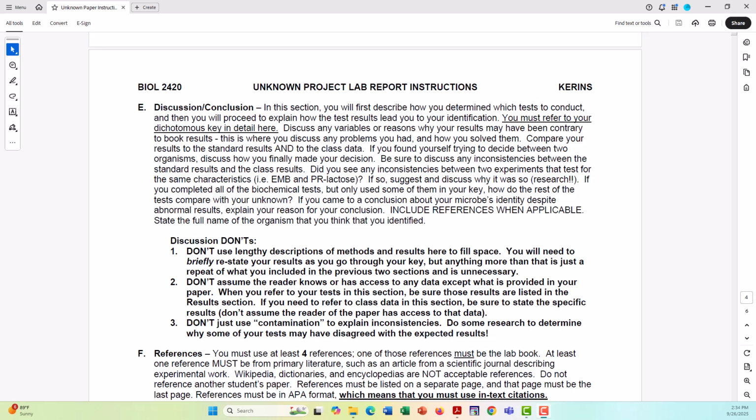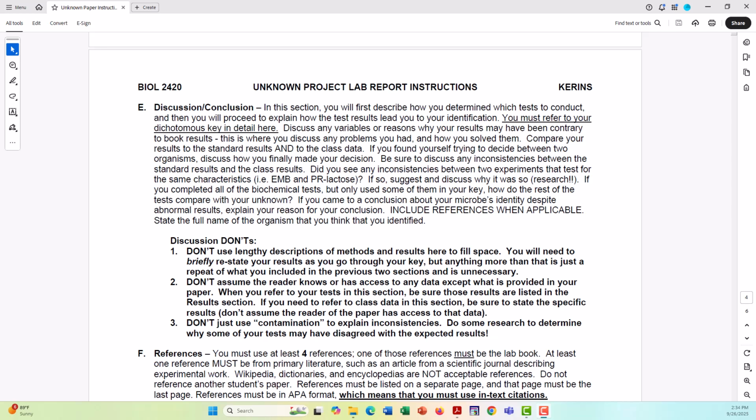Then I want you to explain how the test results led to your identification. And this means walking the reader through your dichotomous key. Now, I don't want you to repeat anything about procedures or any lengthy descriptions of results. I want this to be succinct.